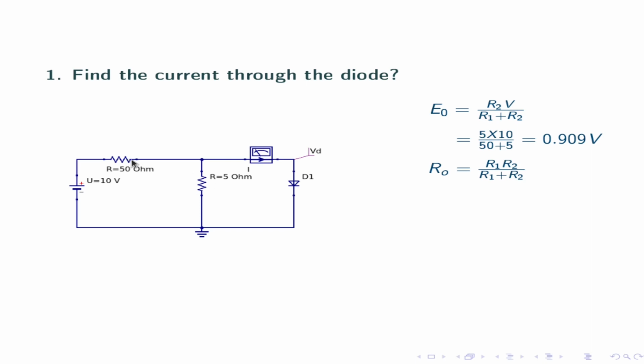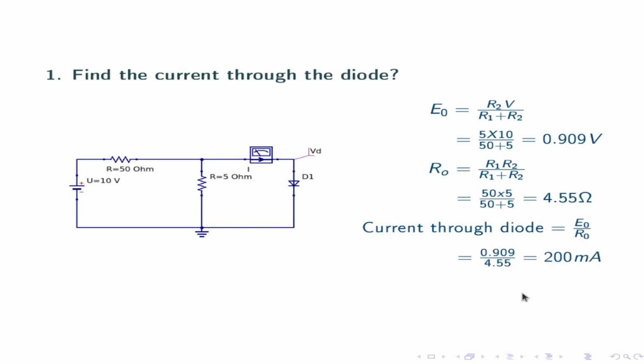These are parallel, so this is R1 R2 by R1 plus R2, that gives 4.55 ohm. Therefore, current through the diode is voltage by resistance, that is 200 milliampere. This is the method to calculate current through the diode when it is connected in such a circuit.